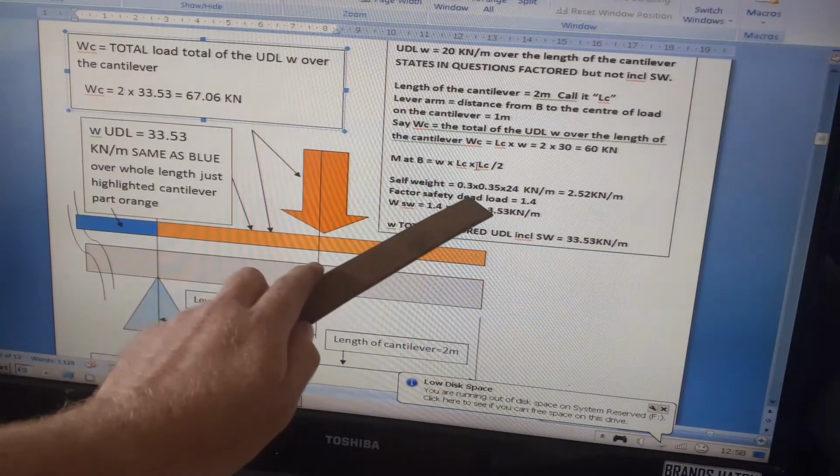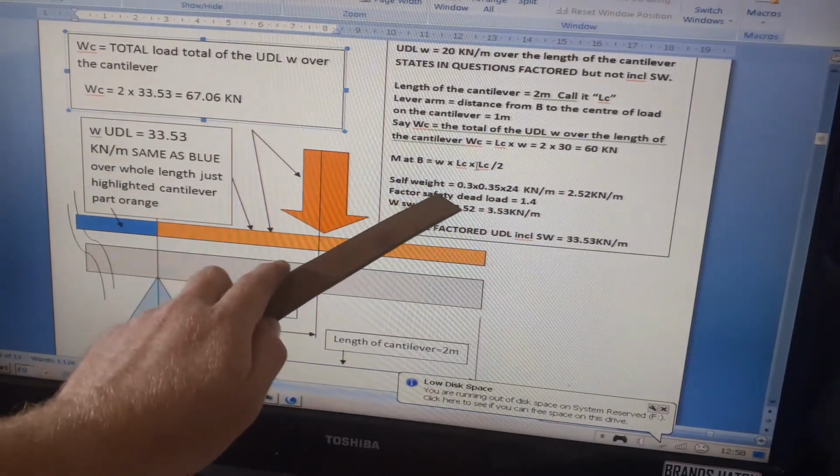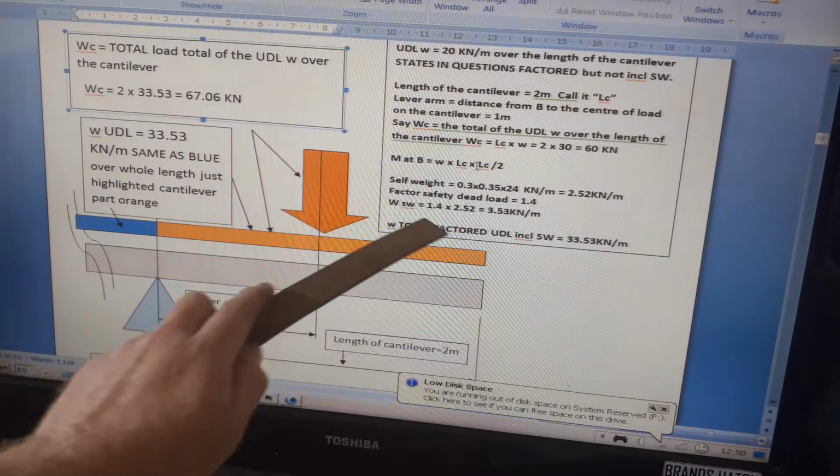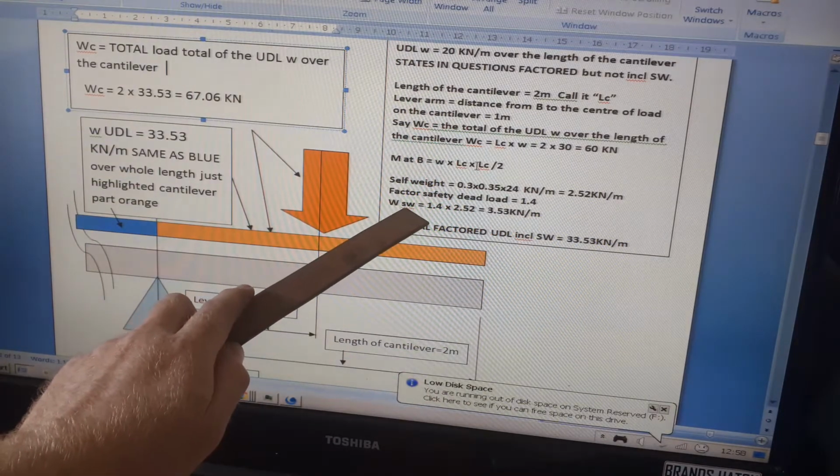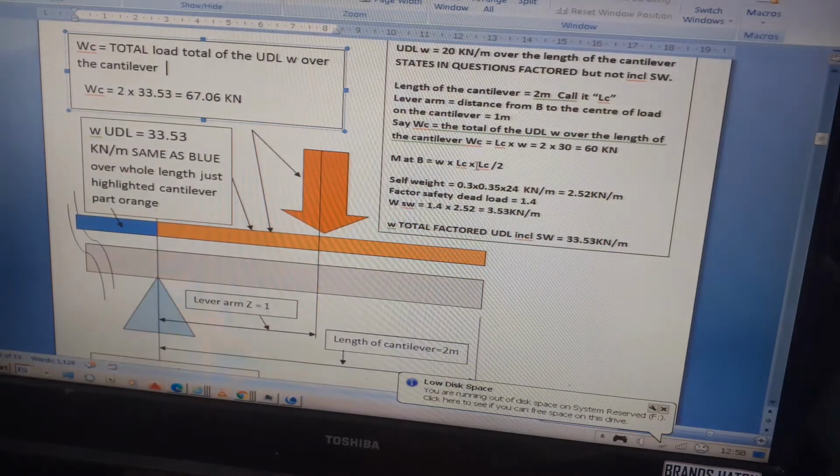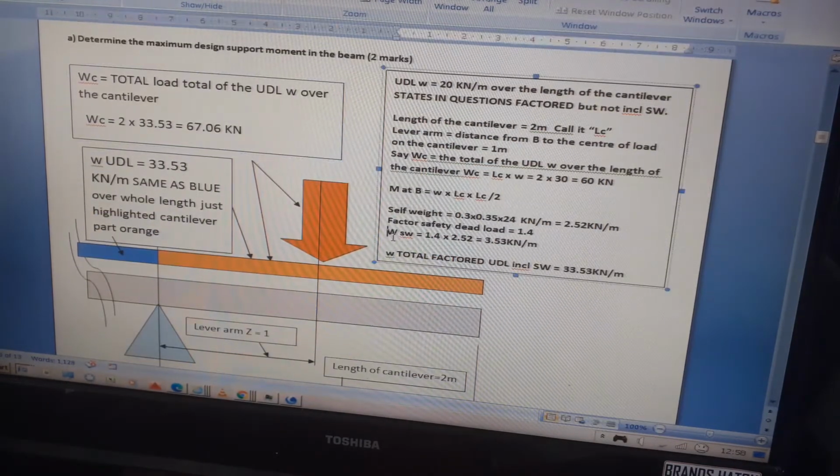And say the factor of safety for dead load is 1.4. So the factored self weight, the little w, is 1.4 times 2.52, which is 3.53. So the total factored UDL including the self weight is 30 plus 3.53, which gives you 33.53.